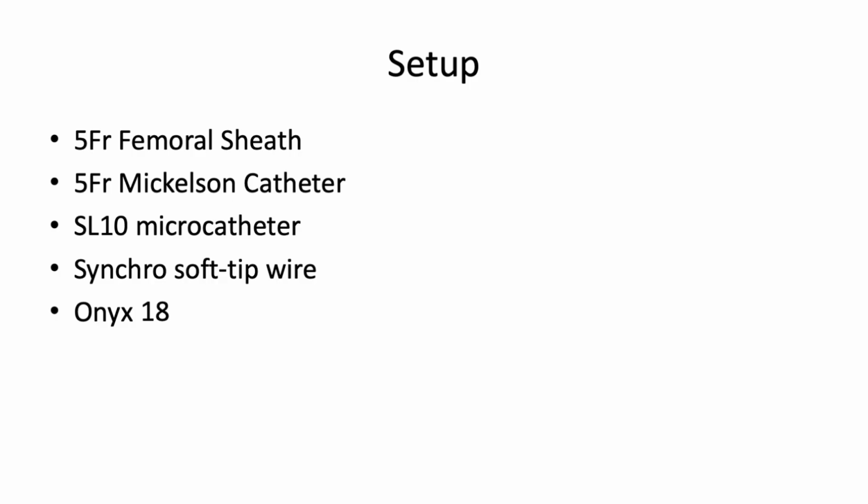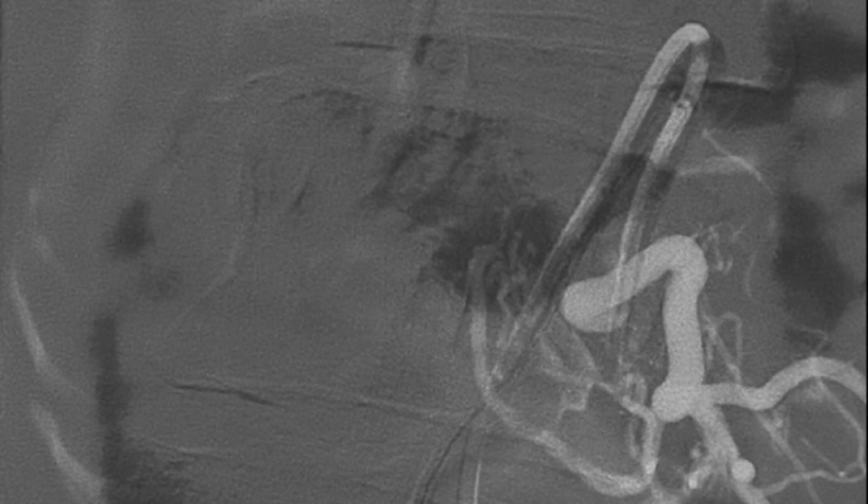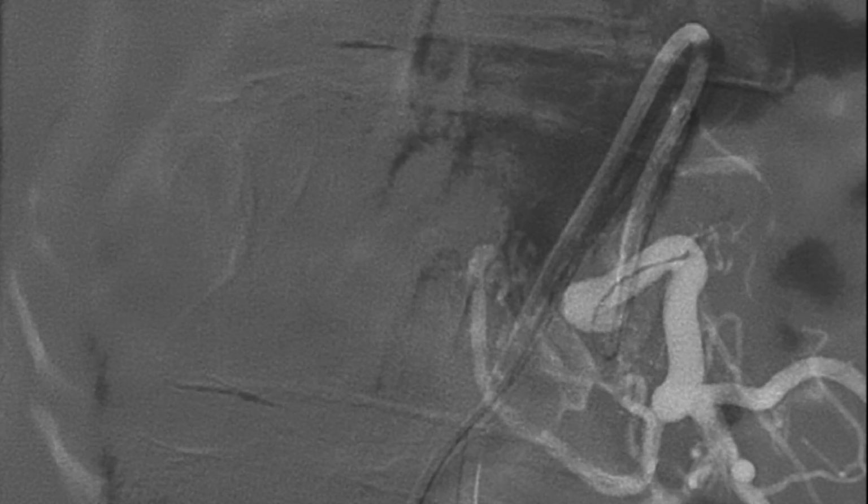Our setup was relatively simple. We used a 5 French femoral sheath, a 5 French Michelson catheter, and then advanced an SL10 microcatheter over a Synchro soft tip guide wire into the epidural fistula, and then embolized with Onyx 18. Here you can see our Michelson in the left L3 lumbar artery.